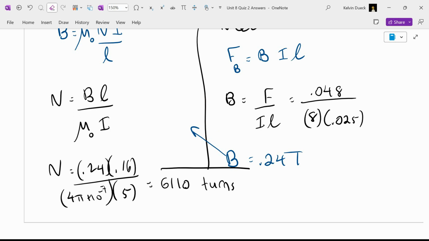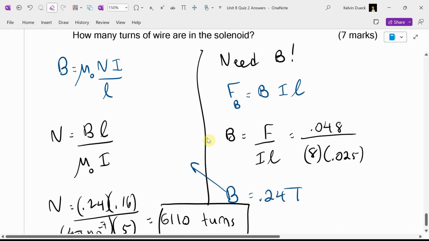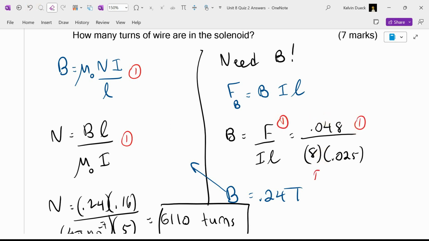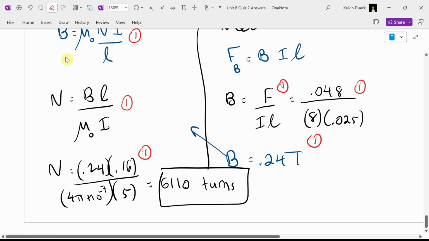If you got that, I would give you 7 out of 7. Otherwise, I would probably give you 1 mark for that, 1 mark for that, 1 mark for that, 1 mark for that, 1 mark for the answer, that's 5. 1 mark for the numbers, that's 6. 1 mark for the answer, that's 7.